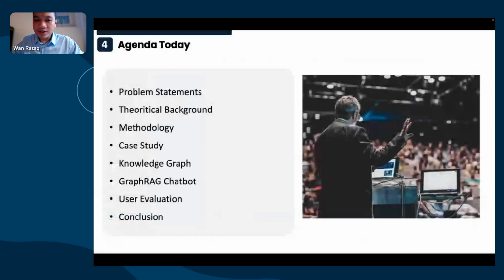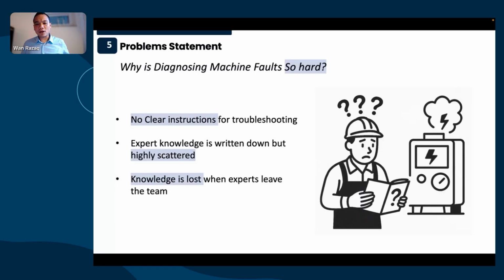Regarding the agenda, we start with the problem statement: what's the problem faced by workers on the shop floor of a manufacturing company. Then some theoretical background, then methodology, then the case study, and then each artifact that I've developed, the knowledge graph and also the GraphRAG chatbot, user evaluation, and also conclusions.